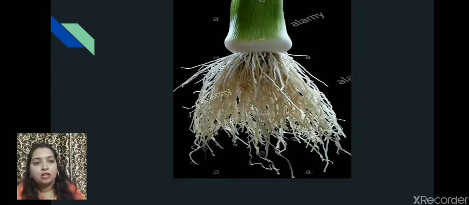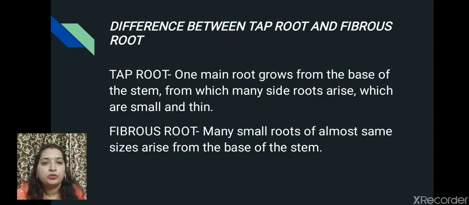Now I'm going to show you this slide showing the difference between tap root and fibrous root. What it is showing: tap root is one main root which grows from the base of the stem and from which many side roots arise, which are small and thin. But in fibrous root, many small roots of almost the same size arise from the base of the stem.